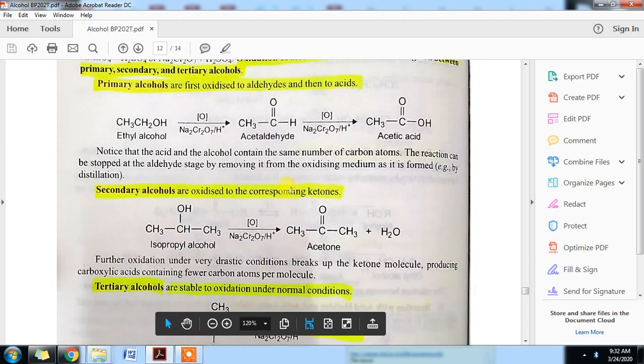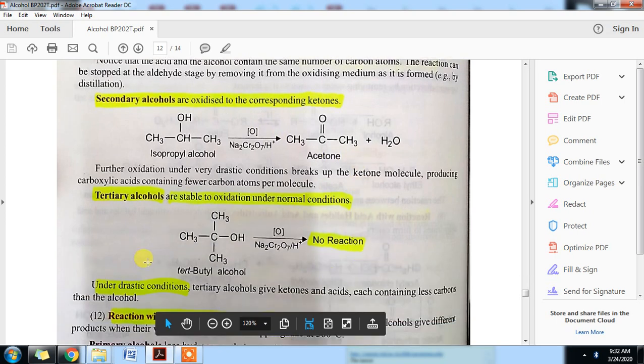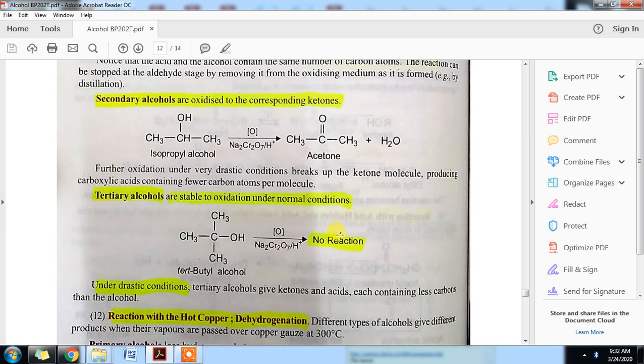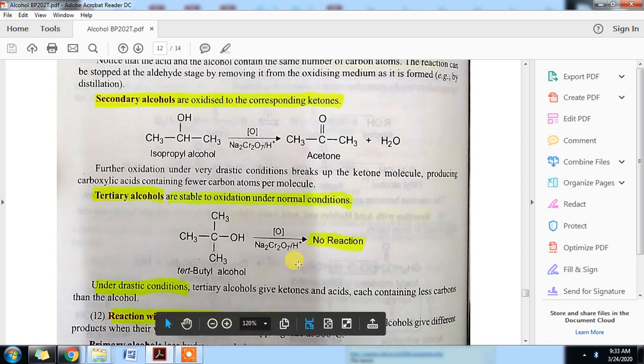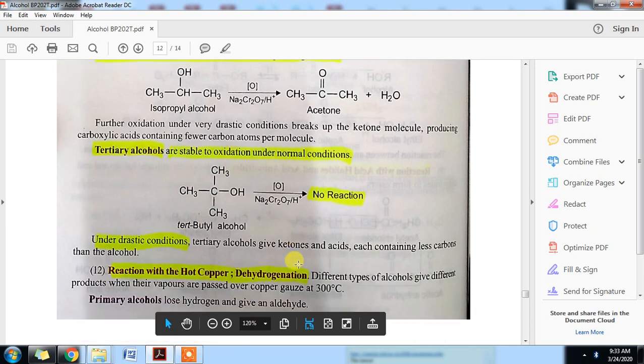So the secondary alcohol upon oxidation gives ketone. Okay, tertiary alcohol, if you react it with sodium dichromate, it is not going to give you any reaction, no reaction. So you must remember the difference if someone asks how you are going to differentiate between primary, secondary and tertiary alcohol. This is a particular test for alcohol, the oxidation test. Primary alcohol gives you the aldehyde, secondary alcohol gives you the ketone, and tertiary alcohol shows no reaction. But upon huge amounts of heat and drastic conditions it can give you the reaction.